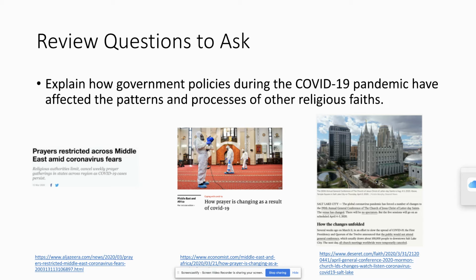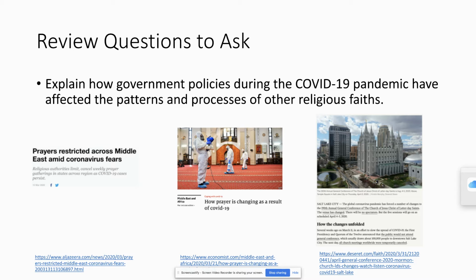Right, the internet is our friend. I just went out and collected several different screenshotted headlines. One from the Al Jazeera news group talks about prayers being restricted across the Middle East among coronavirus fears. Fridays are typical for big collective Islamic prayers, and in many places, those are canceled.